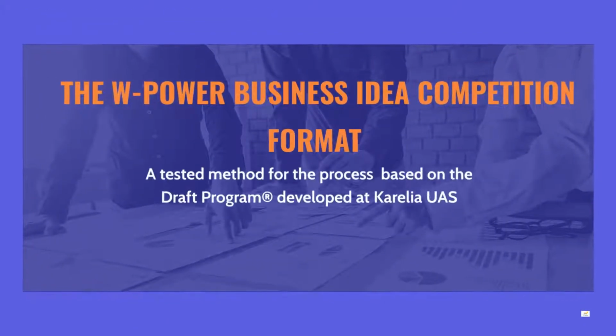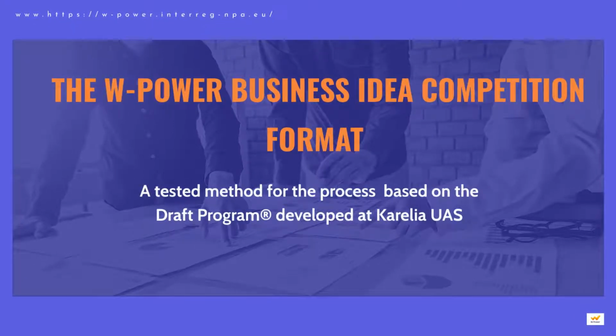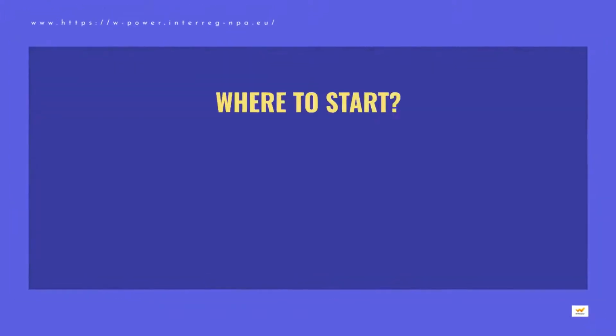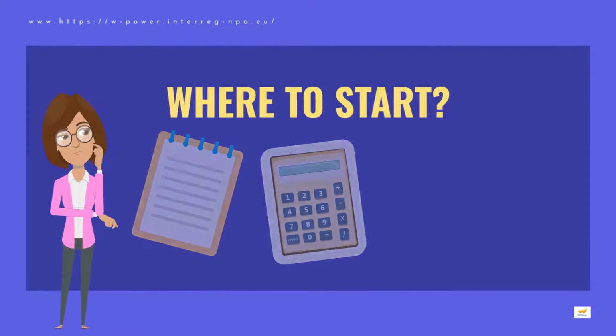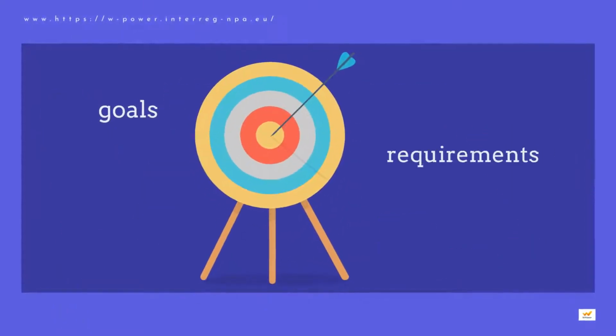The W Power Business Idea Competition format is a tested method for the process, based on the draft program registered trademark developed at Karelia University of Applied Sciences. Where to start? Define the type of contest and set a budget, define prizes. Determine the goals and requirements.